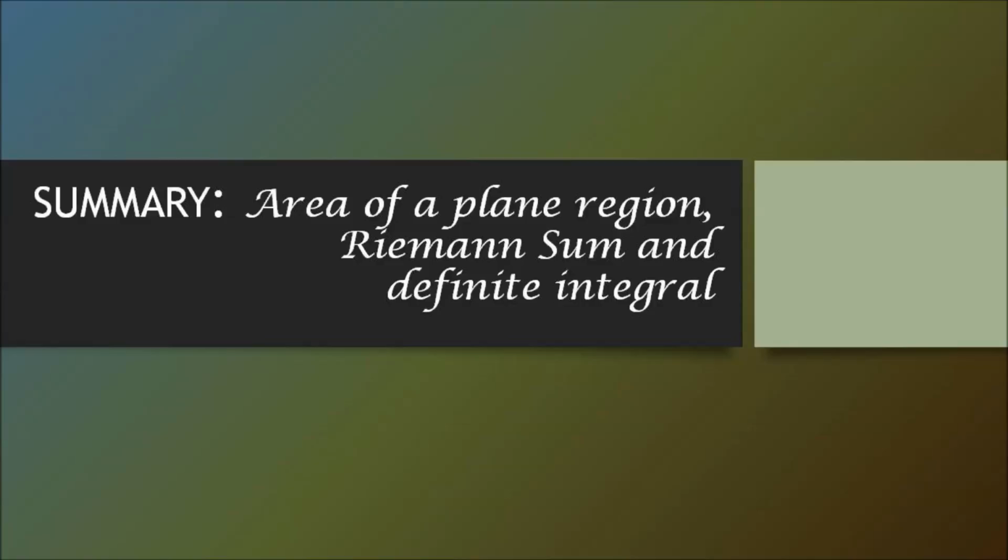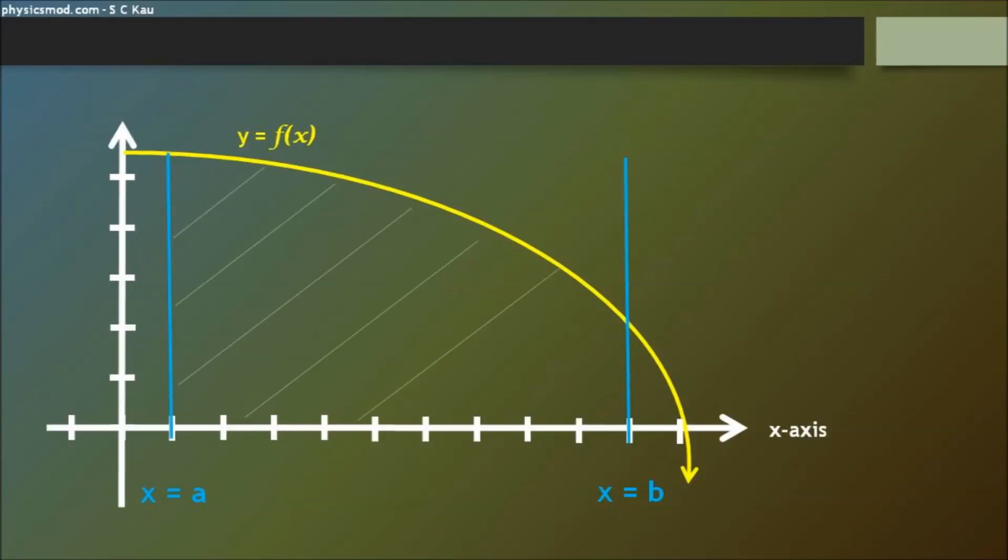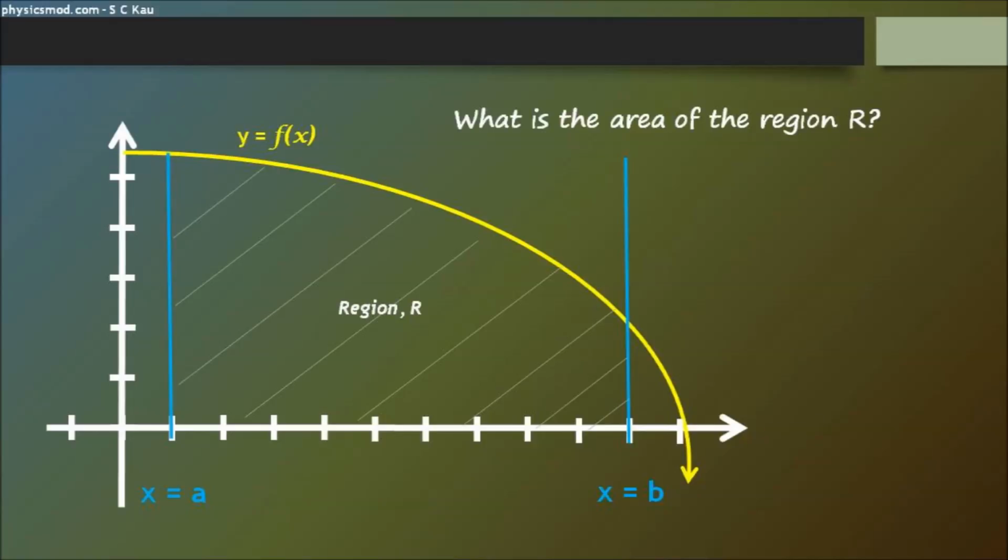A summary of the area of a plane region, Riemann sum and definite integral. Consider the curve y equals f of x and lines at x equals a and x equals b. A region R is then bounded by the x-axis, the two lines, and the curve. What is the area of the region R?